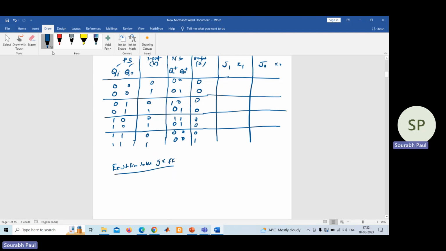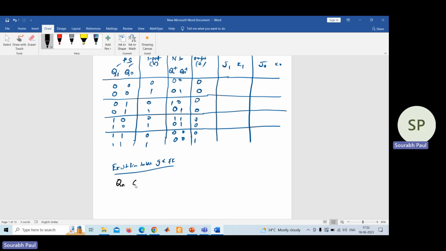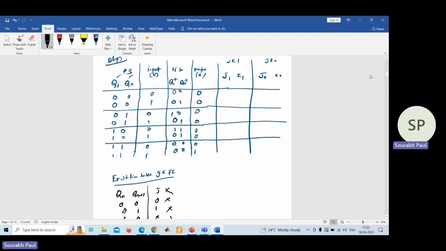Okay. What is the excitation table of JK flip-flop? You can remember, if your present state is Qn and next state is Qn plus 1, what should be the value of J and K? That you need to determine. So if you know, 0 0 is 0 x, 0 1 is 1 x, 1 0 is x 1, 1 1 is x 0. This is the excitation table of JK flip-flop. So using these things, we'll replace these values.